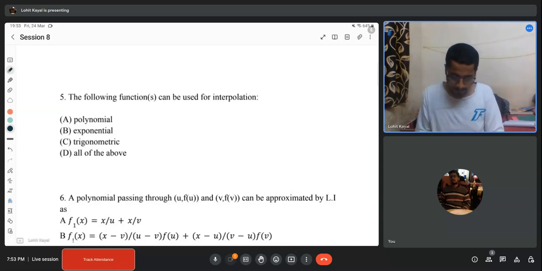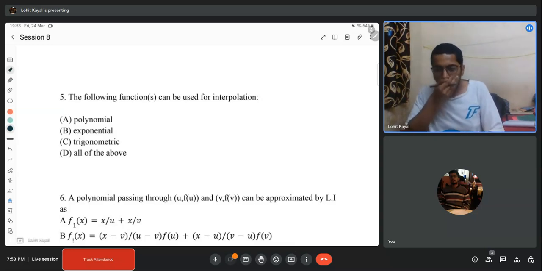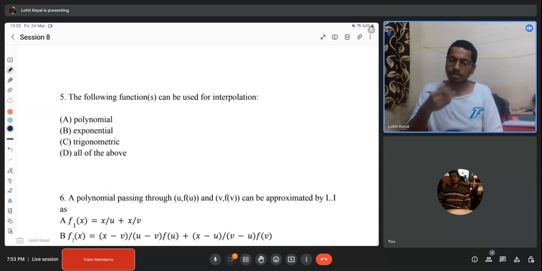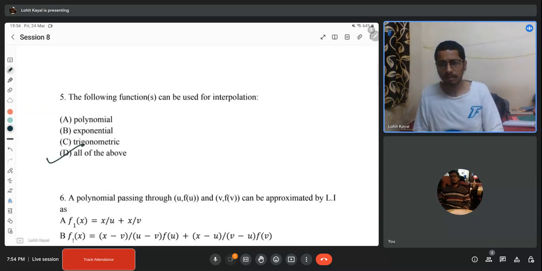So here we are dealing with functions. But can you assume any function as your interpolating function? The answer is yes. If the function is sufficiently differentiable or integrable, you can very easily use any kind of function. So all of the above can be your suitable choice for interpolating function.